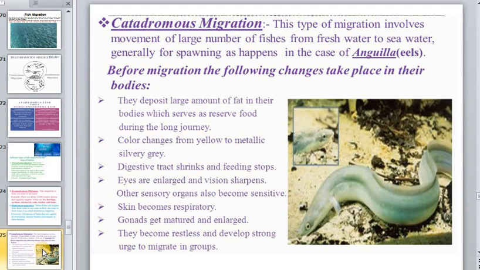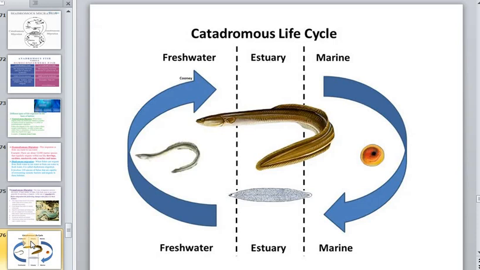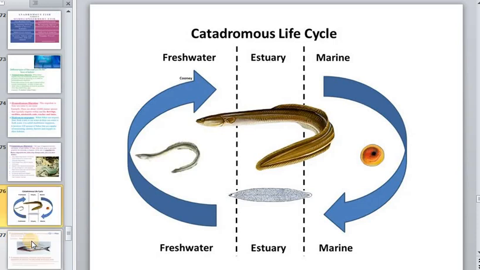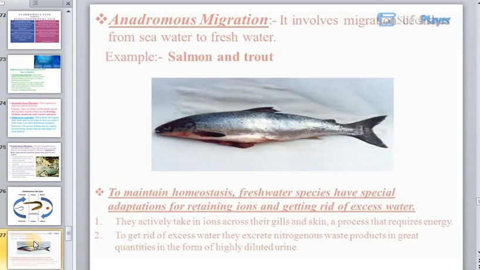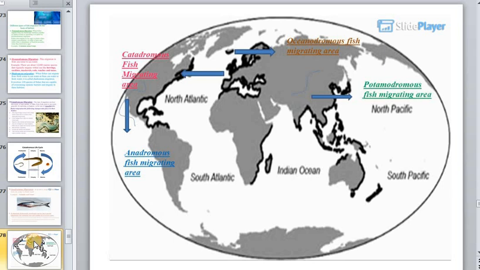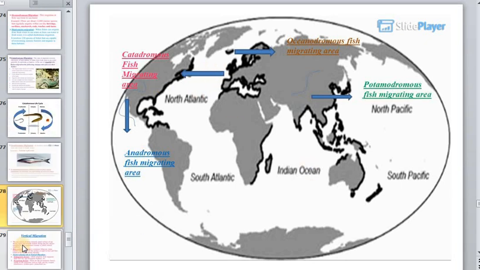About catadromous migration, about types of this migration, a little more, and one more slide. It's almost the end of our work today, and about anadromous migration of fishes. And here we see this distance and where it can be in different places of the earth.